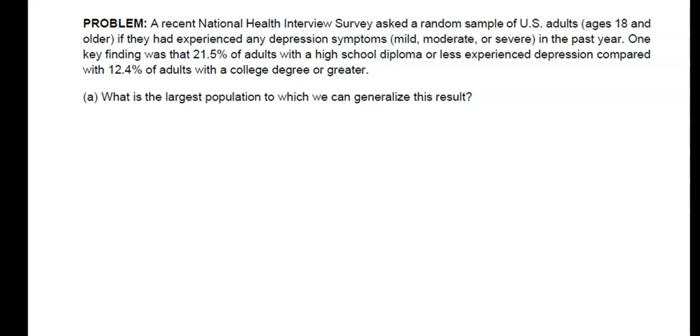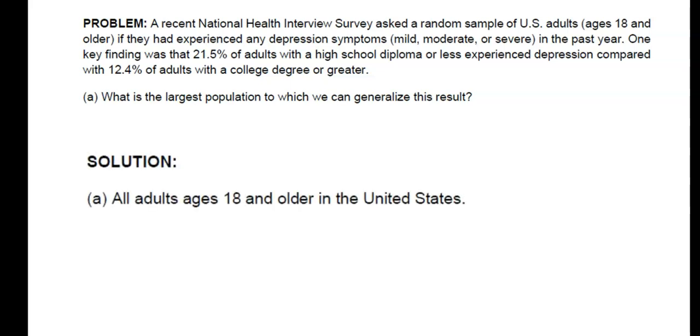A National Health Review survey asked a random sample of US adults, age 18 and older, if they experienced depression symptoms, mild, moderate, or severe, in the past year. One key finding was that 21.5% of adults with a high school diploma or less experienced depression compared to 12.4% of adults with a college degree or greater. What is the largest population to which we can generalize the results? They asked a random sample of US adults. So all US adults, right? Because they asked a random sample of that population.